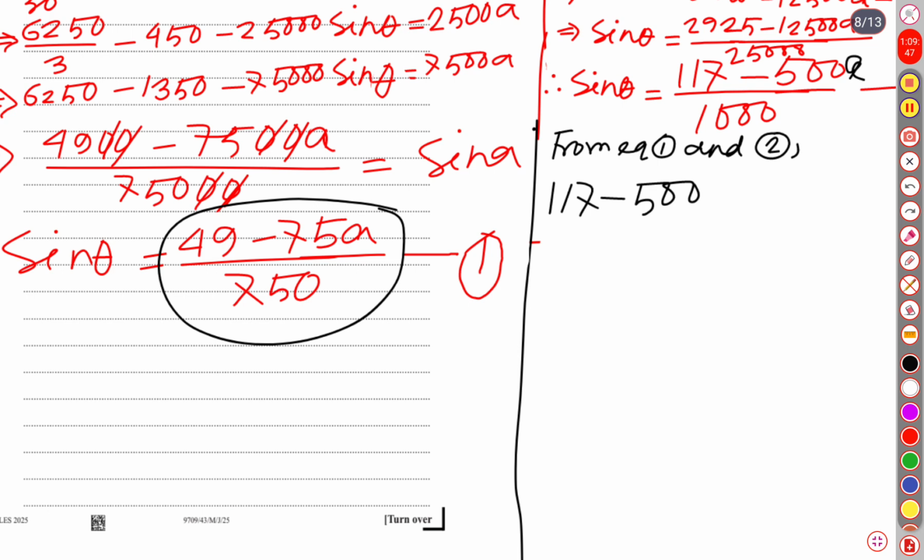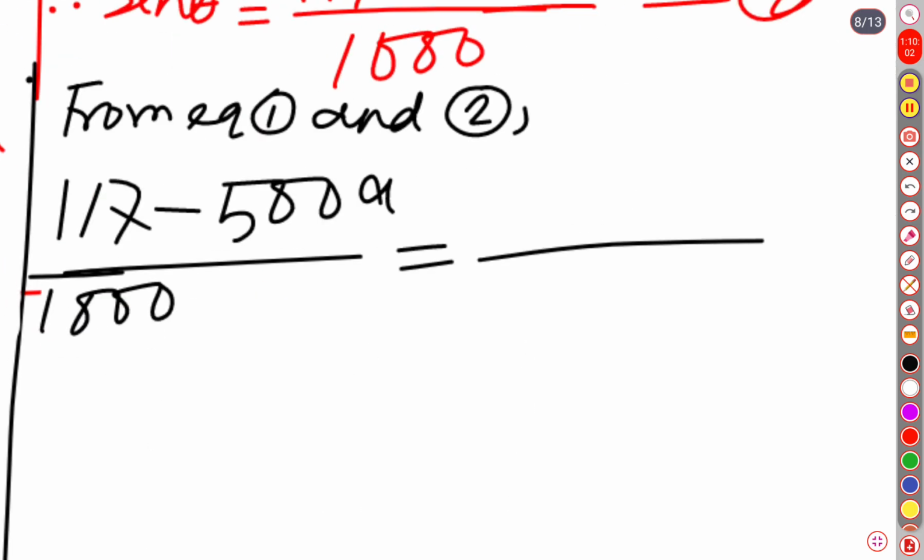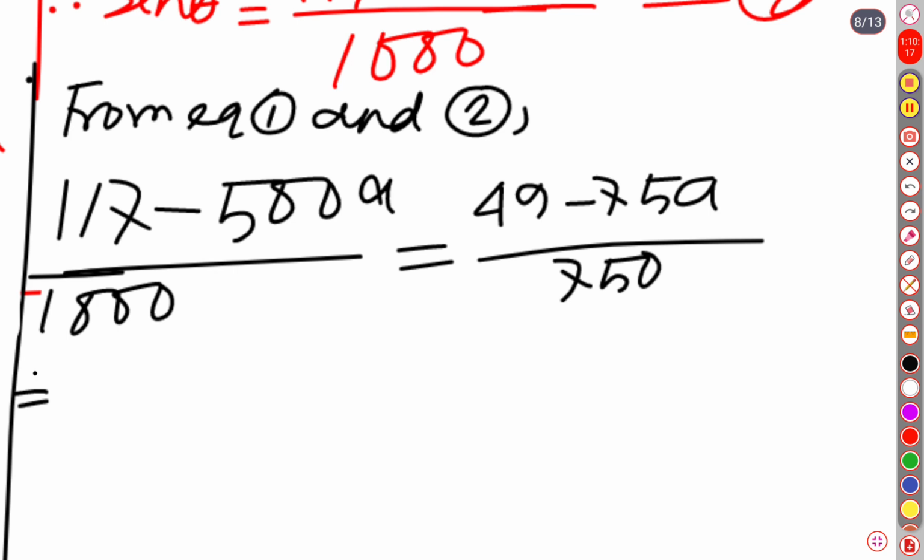500a over 1000 equal to the other equation, 49 minus 75a over 750. Or if we simplify, both of them are divisible by, one is 750, another one is 1000. So both of them are divisible by 250.